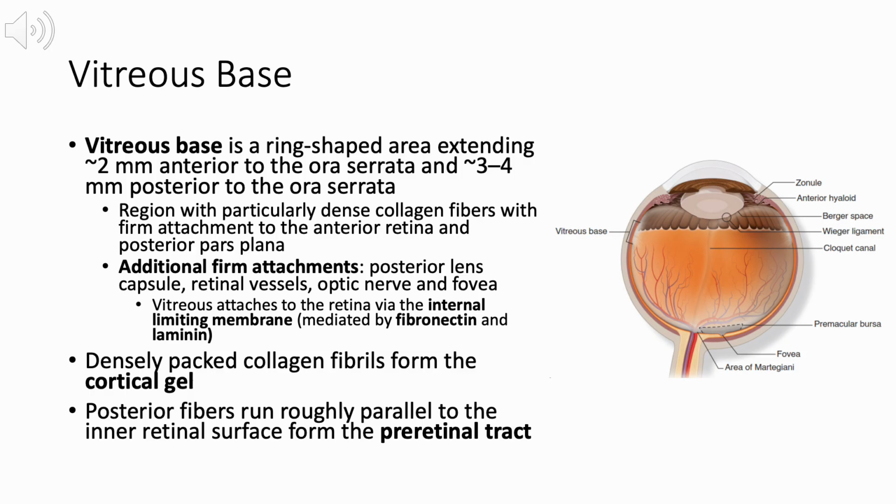The accompanying figure provides a sagittal cross-sectional view of the eye to visually reinforce these relationships. The vitreous base is labeled circumferentially at the peripheral retina near the ora serrata, highlighting its ring-shaped configuration. Anteriorly, the figure labels the zonules, anterior hyaloid, Berger space, and Wieger ligament, demonstrating the close relationship between the anterior vitreous and the posterior lens capsule.